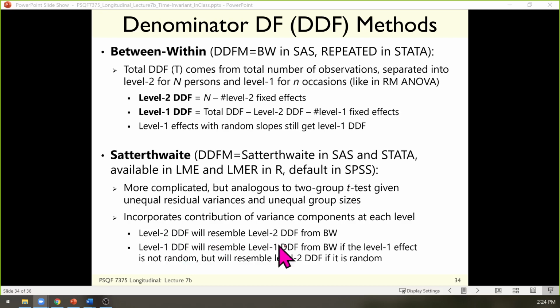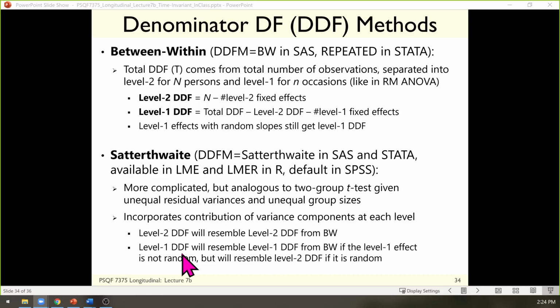So in our method of Satterthwaite, if we have time invariant fixed effects, the degrees of freedom for those fixed effects are going to look more like level 2 sample size. The ones for level 1 will look like level 2 sample size if the level 1 term has a random slope, but not if it's fixed only. So you will see denominator degrees of freedom that look strange, and they differ from model to model based on the contents, and that's okay.